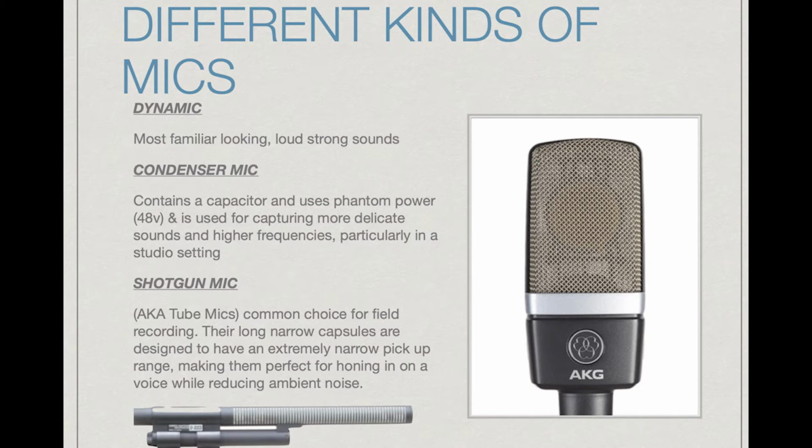Another microphone you might find yourself using is a shotgun mic, also known as tube mics. They're a very common choice for field recording. Their long, narrow capsules are designed to have an extremely narrow pickup range, making them perfect for honing in on a voice while recording ambient noise.